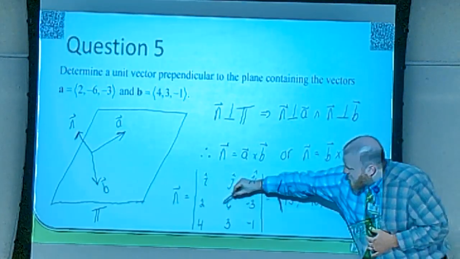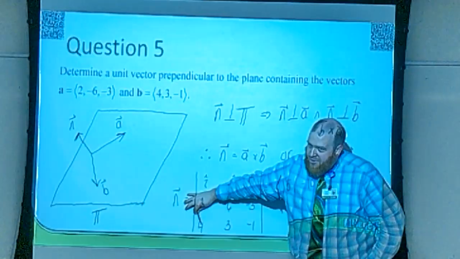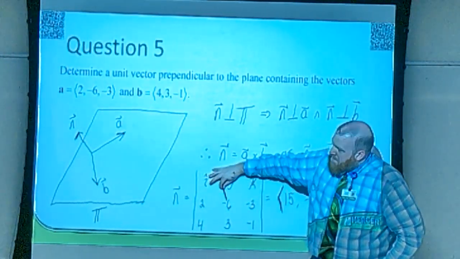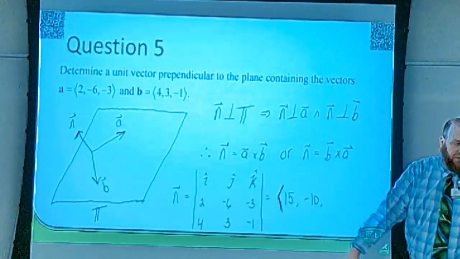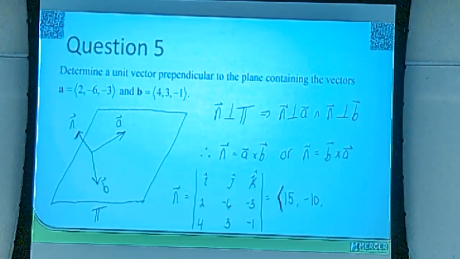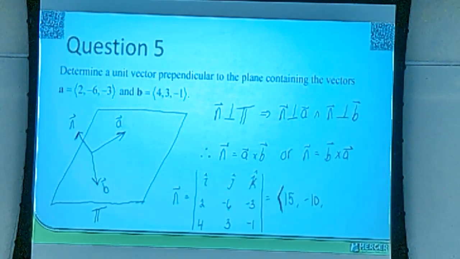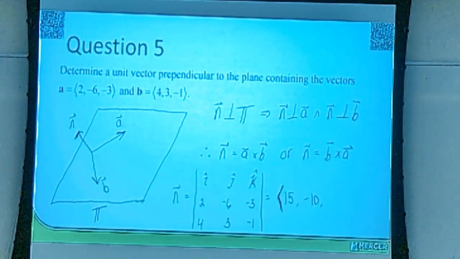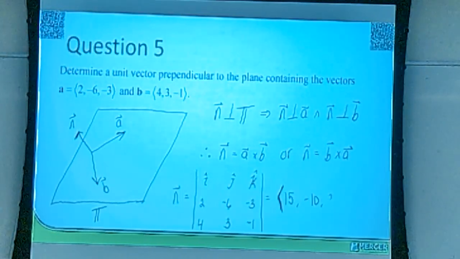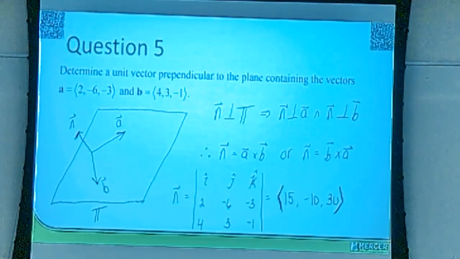Then we're going to get 2 times 3 is 6. -6 times 4 is -24. So it's 6 minus -24. Which is what? 6 minus -24. Positive 30, because it's negative. There's your vector.